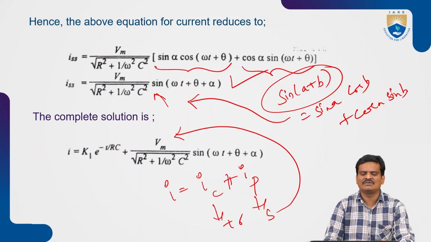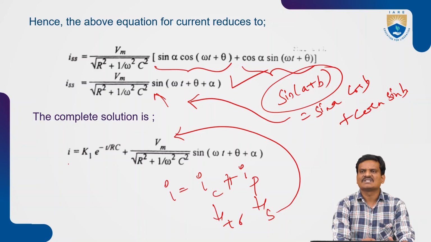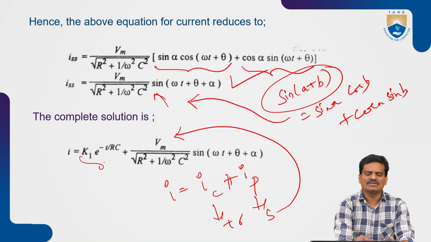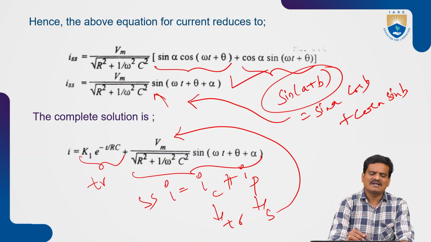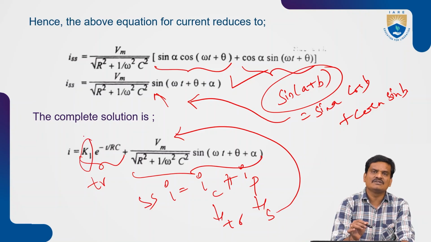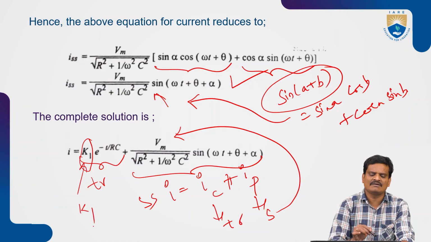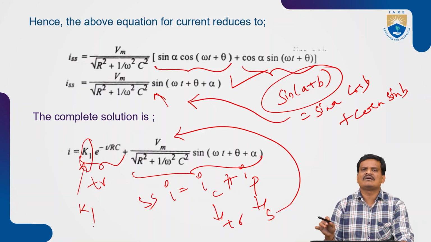By adding these two responses, this is the expression for the current in the form of a complete solution, where I equals K1 into e to the power of minus t by RC is the transient response, and this is the expression of the steady state. But you can see the above expression, which gives the complete solution of the current, has a constant parameter called K1. In order to calculate the value of K1, I need to consider the initial conditions again.